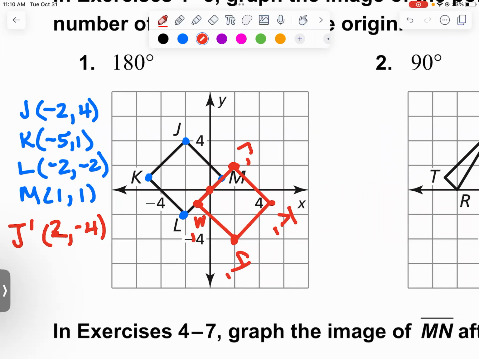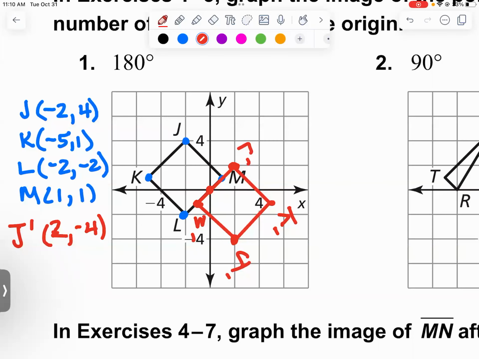Okay, so I took my paper and I rotated it upside down. And now with my paper upside down, you see how J is -2, 4? Yeah. With my paper upside down, I'm gonna go left 2, up 4. Oh, like I'd be plotting -2, 4. Yep.